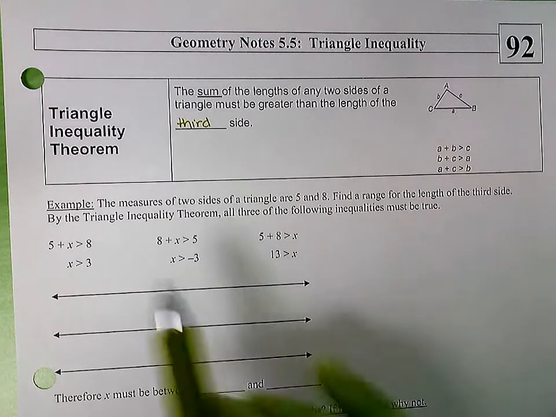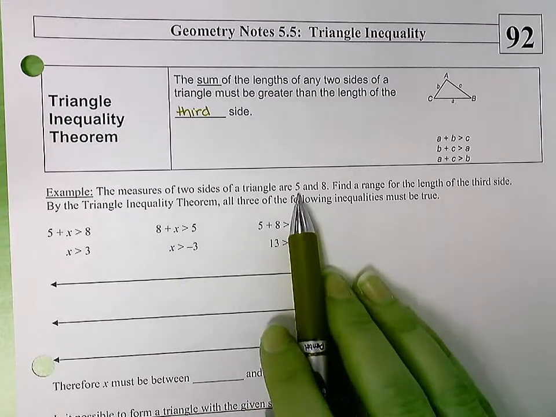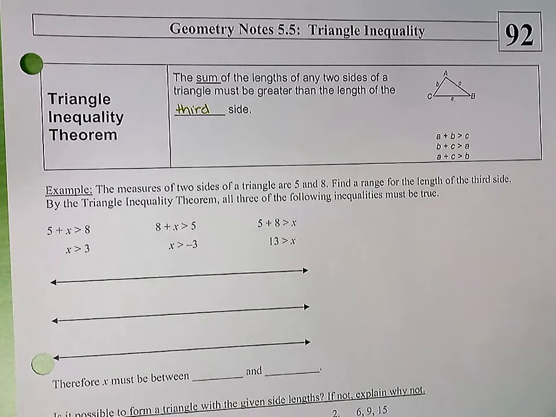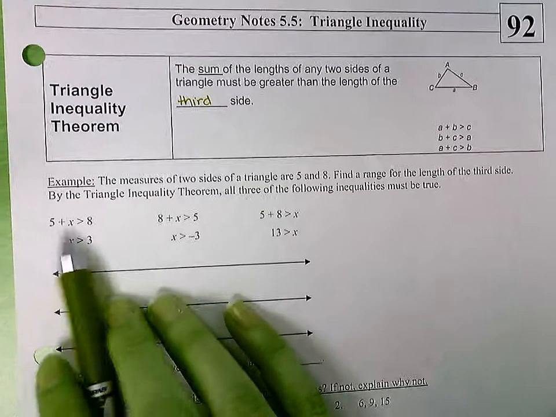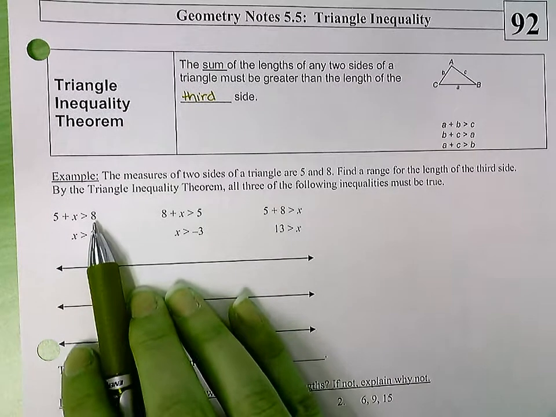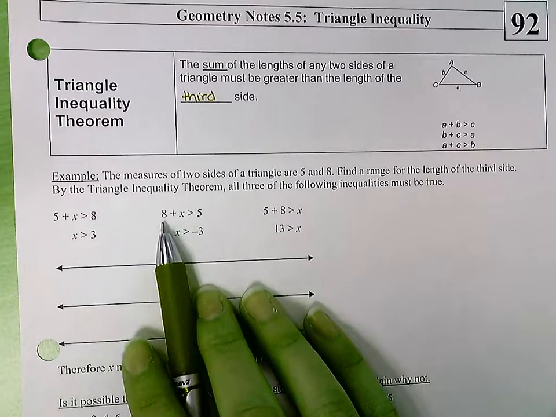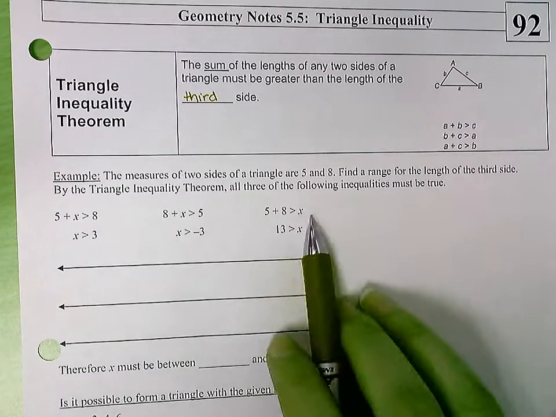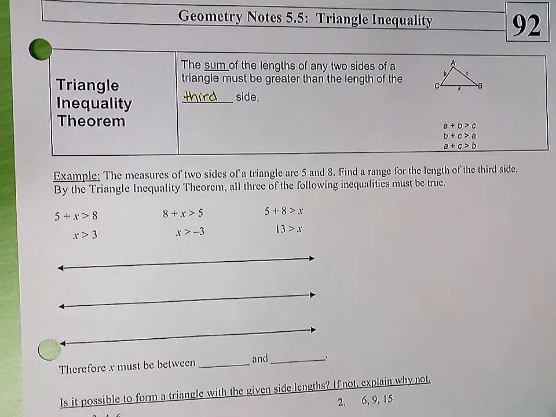An example: the measures of two sides of a triangle are 5 and 8. We want to find the range for the length of the third side by the triangle inequality theorem. All three of these must be true. 5 plus the side I don't know has to be greater than the third side. 8 plus the side I don't know has to be greater than the third side. And my two sides I know have to be greater than the third side. Those are our three different equations for the triangle inequality theorem.